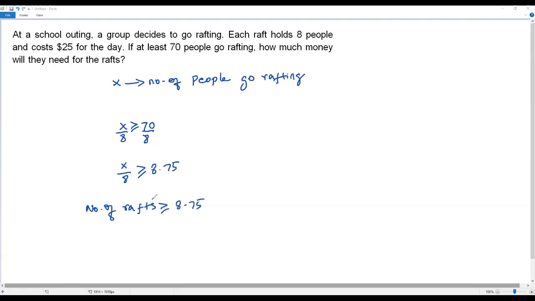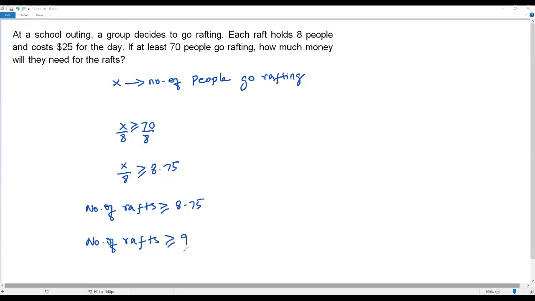The number of rafts can never be a decimal value. Always it has to be an integer. So the first integer which is greater than 8.75 is 9. Let me write: number of rafts is greater than or equal to 9. So if at least 70 people go rafting, the minimum number of rafts required is 9.